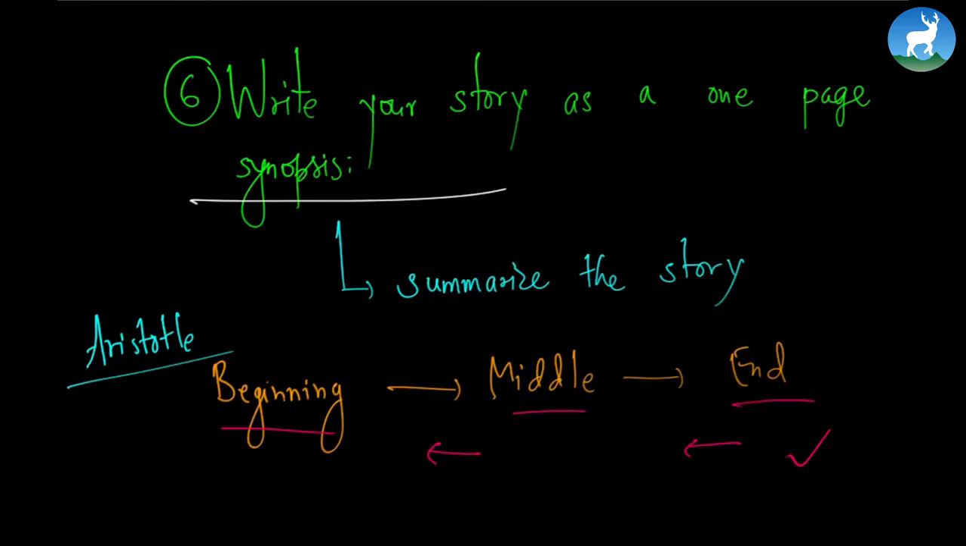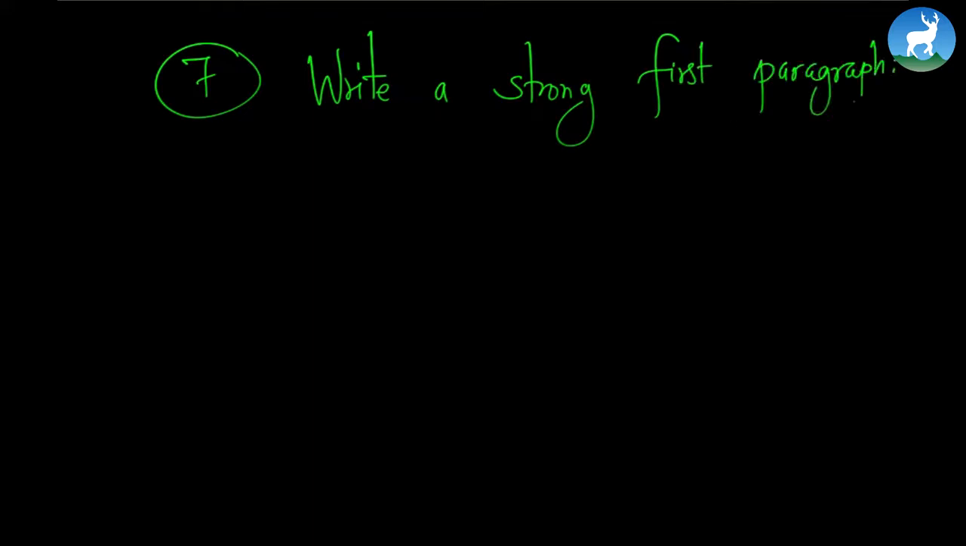Now we come to the 7th point. Tip number 7 is write a strong first paragraph. Write a strong first paragraph, right? So how would you do that? How would you write a strong first paragraph? Joe Bunting says, just put pen to paper. Don't worry about what comes out. It's not important. You just need to get your story started.